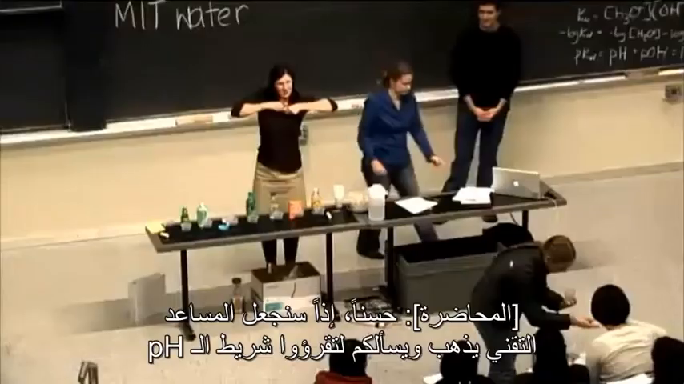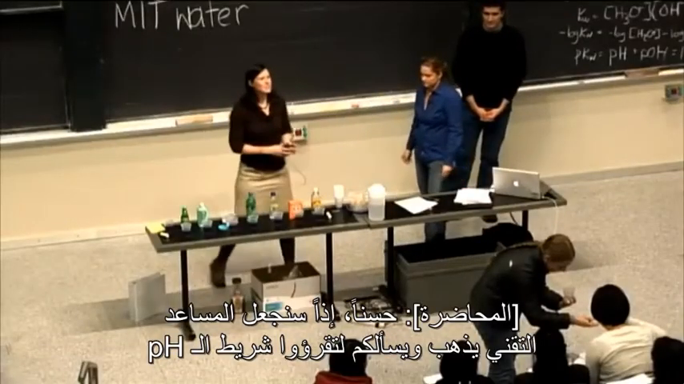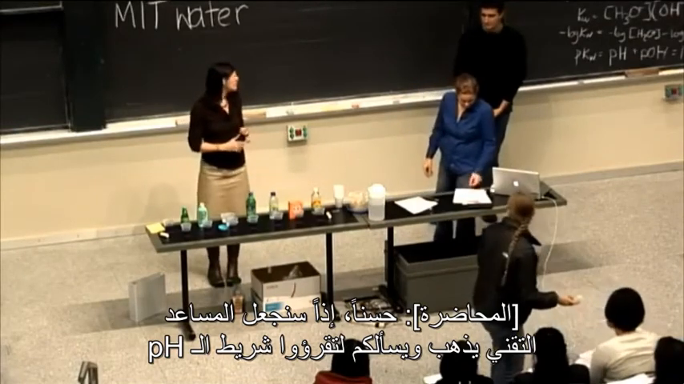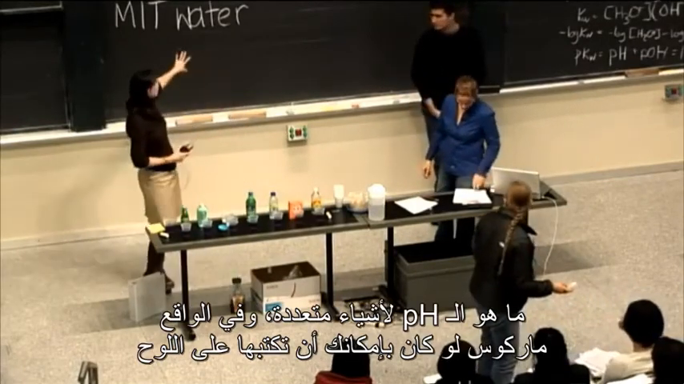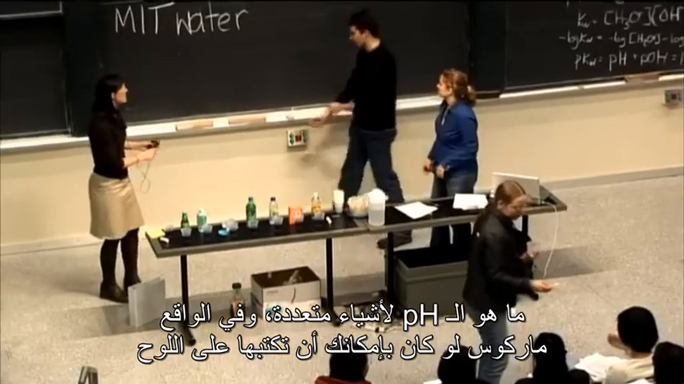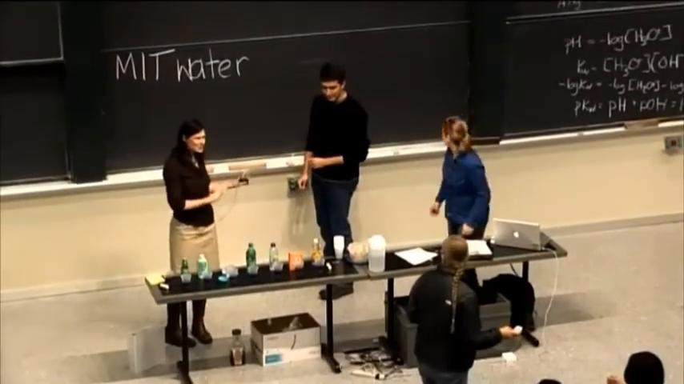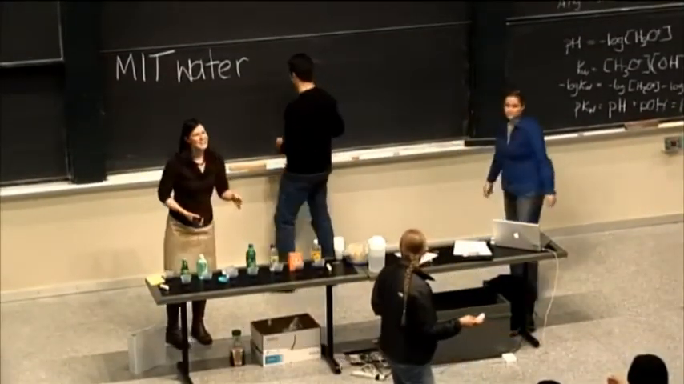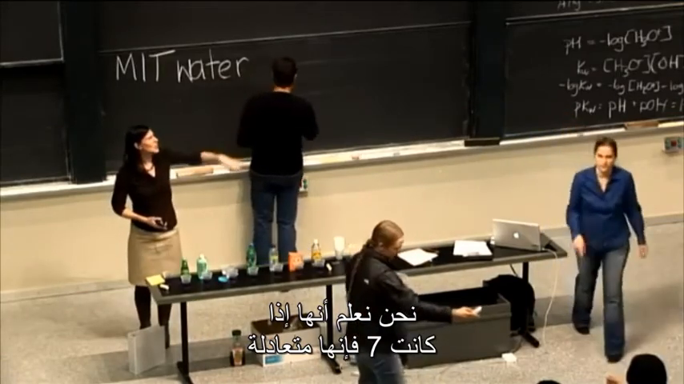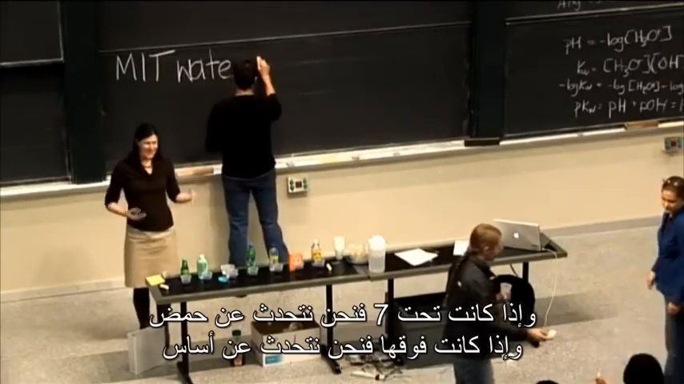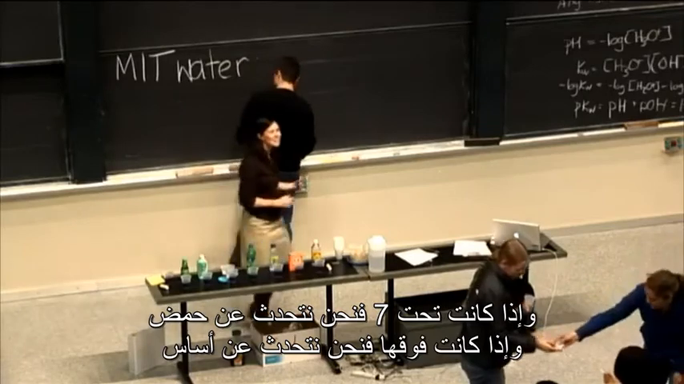So what we're going to do is have the TAs go in and ask you to read off of a pH strip what the pH of various things are. And actually, Marcus, if you can write on the board what these are. We'll start with MIT water. So we know if it's 7, it's neutral. If it's below 7, we're talking about acidic, and above that, it's basic.